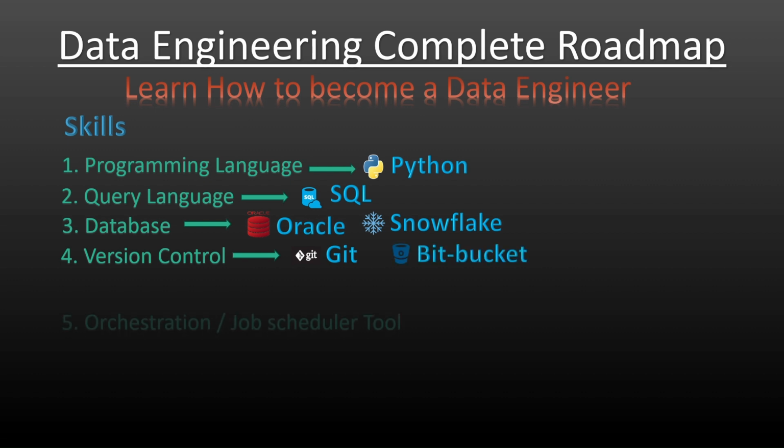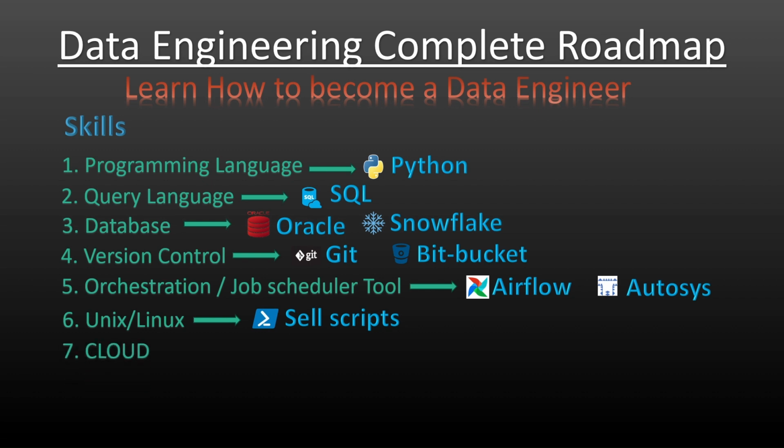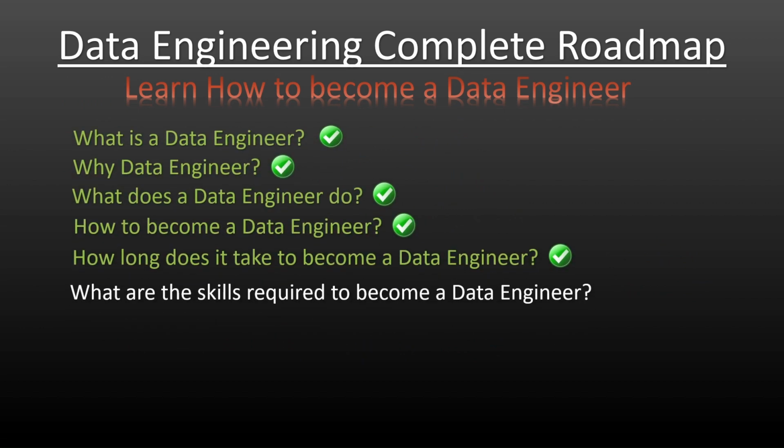To schedule a job, you need to know an orchestration tool or job scheduler too. I have taken Airflow and AutoSys as examples here. You need to know some basic commands of Unix or Linux. This will help you to create shell scripts. And last, not compulsory but good to have, is knowledge about cloud. You can take any of these: AWS, Azure, and GCP. So guys, I hope you have understood what skills are required to become a data engineer.